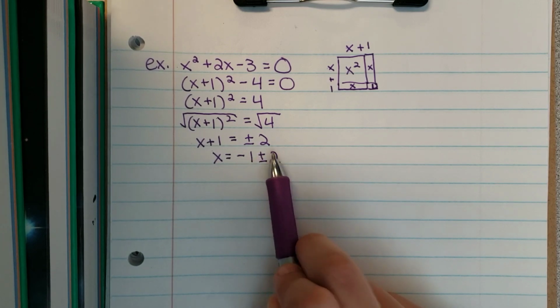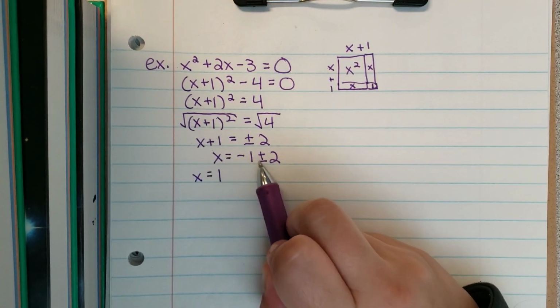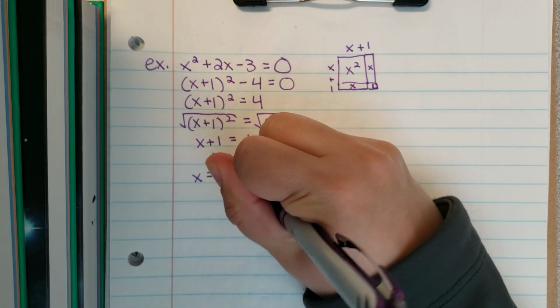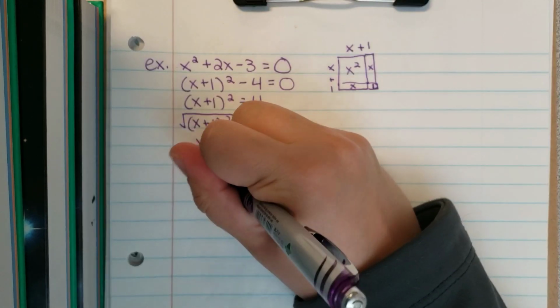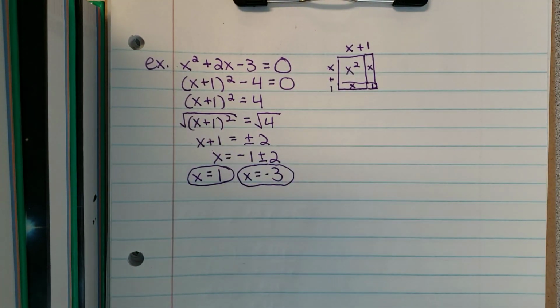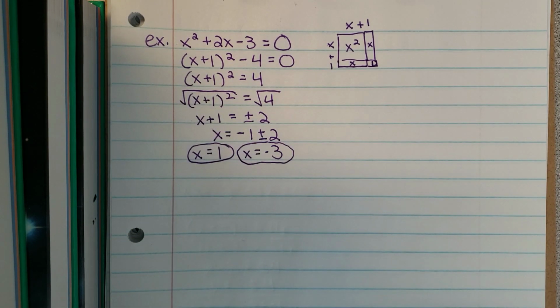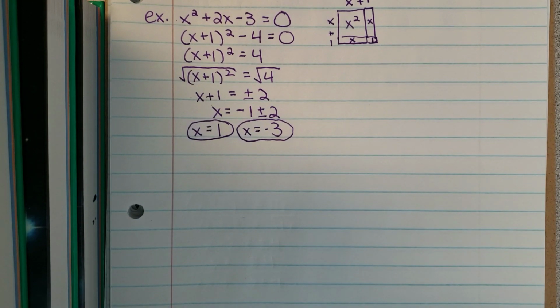Negative 1 plus 2 is 1. Negative 1 minus 2 is negative 3. And these are our solutions. All right, we're going to look at 3 more examples. So here's the next one.